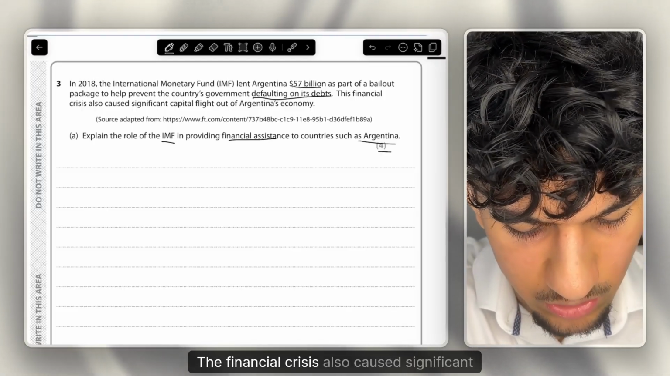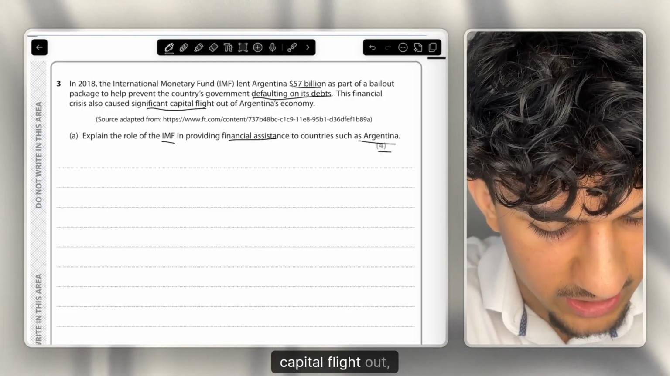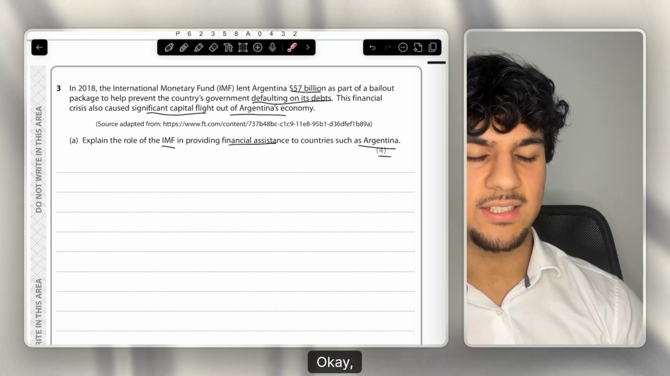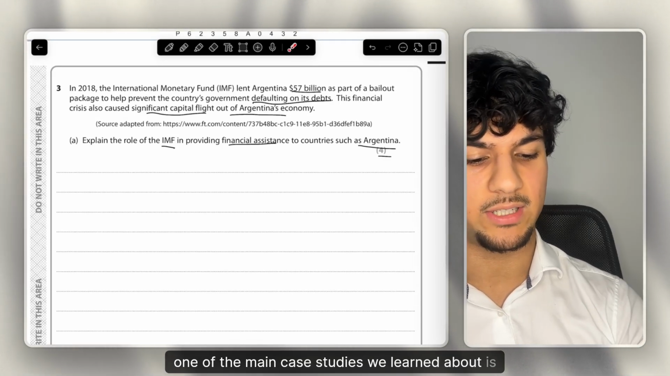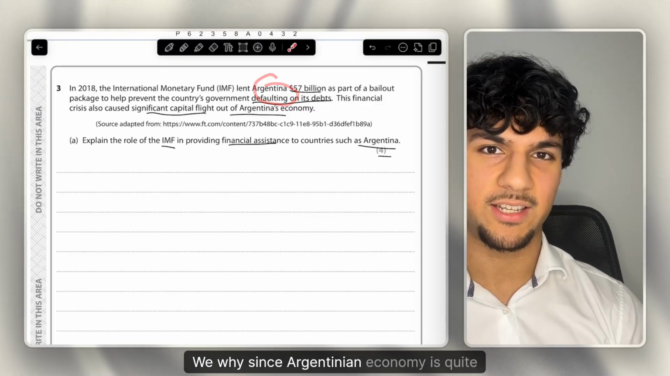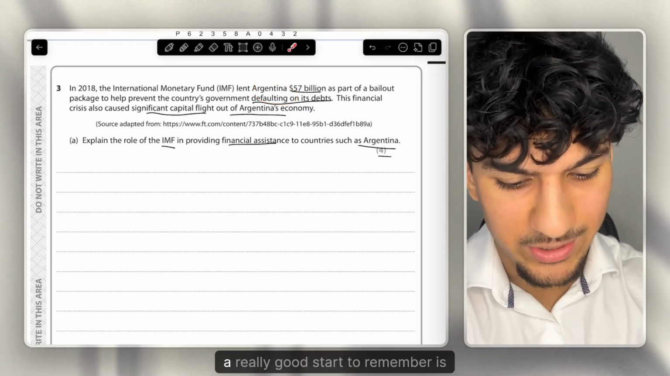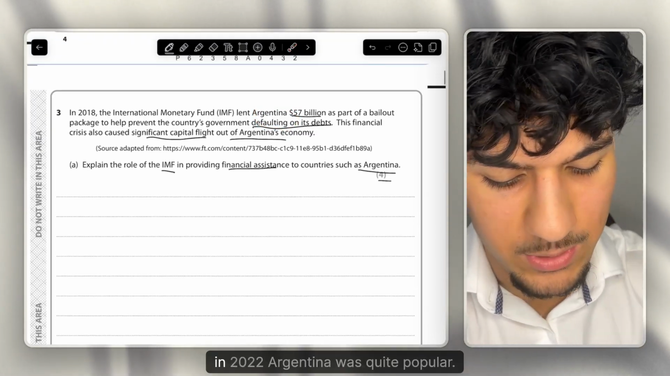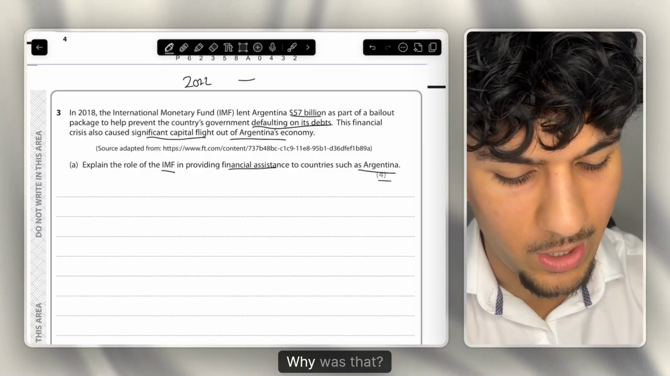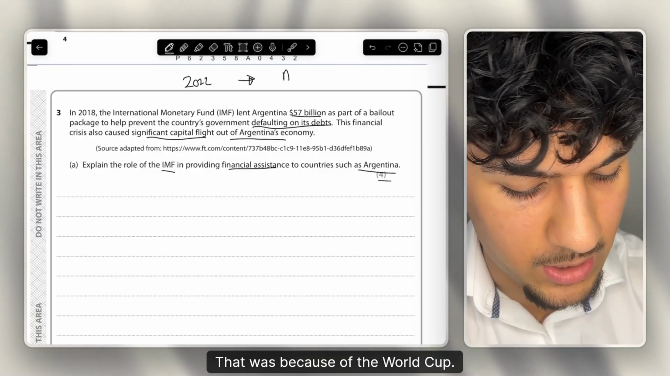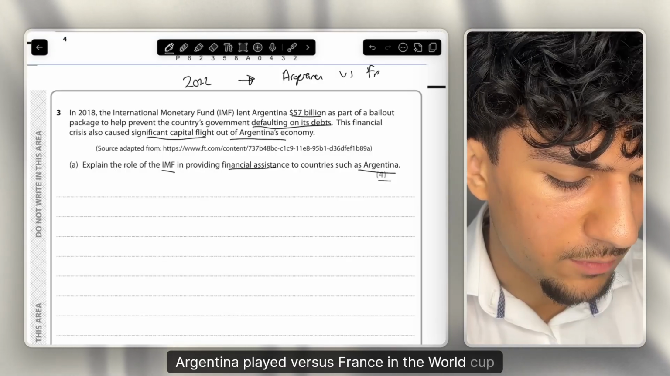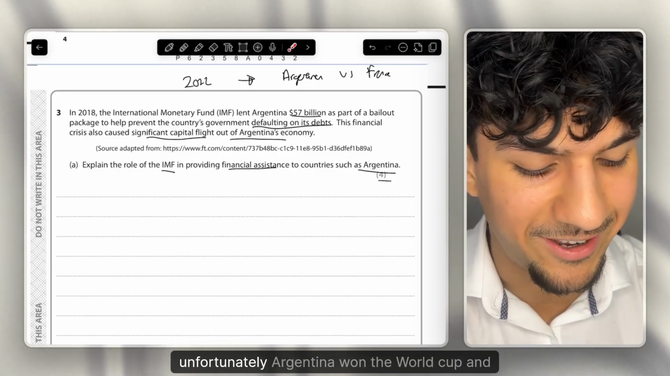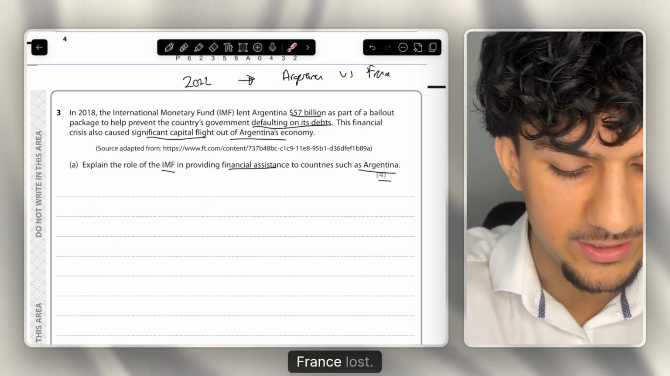The financial crisis also caused significant capital flight out of Argentina's economy. Okay, slightly off topic from the question, but in the life classes, one of the main case studies we learn about is Argentina. Why? Since the Argentinian economy is quite interesting. A really good stat to remember is that in 2022, Argentina was quite popular. Why was that? That was because of the World Cup. Argentina played versus France in the World Cup final, where unfortunately Argentina won the World Cup and France lost.